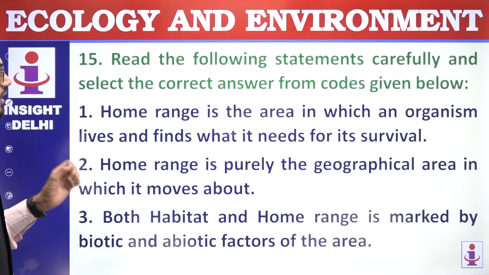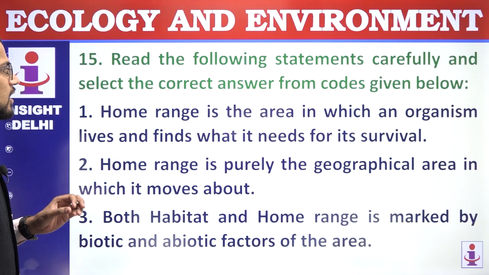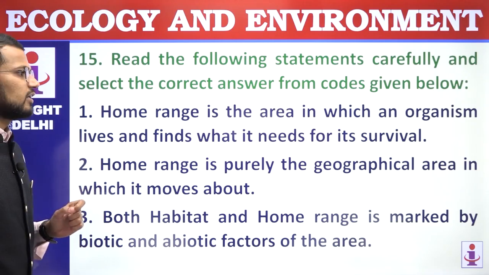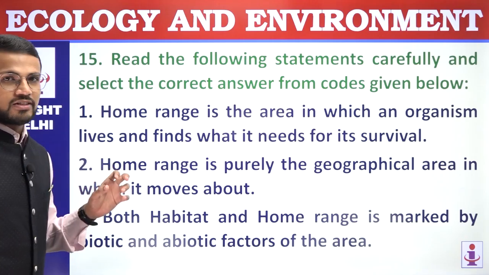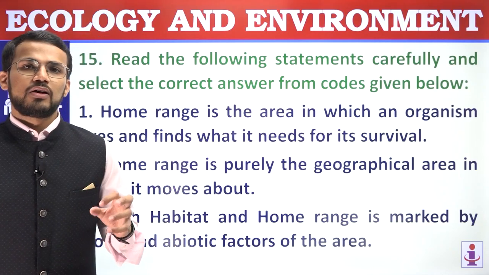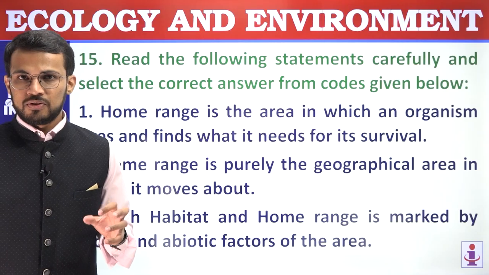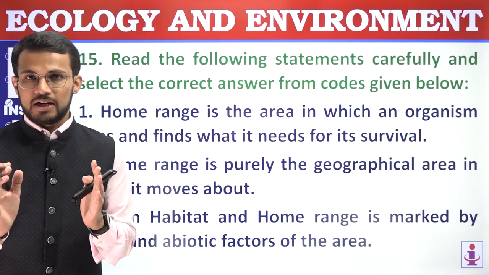15th, read the following statements carefully and select the correct answer from the codes given below. First, home range is the area in which an organism lives and finds what it needs for its survival. Right, so this statement is a correct statement. Home range is a kind of location where on a daily basis we will be able to observe the organism. Right, for example, there is a concept of habitat.